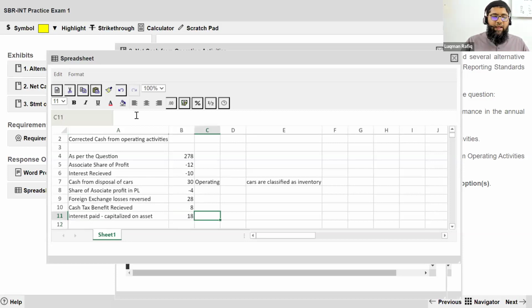Now, do you understand why we need to add it back? The reason being that you see, it's an investing cash flow. It's not operating cash flow. You paid interest of 25, okay. You deducted this 25 from 278, okay. But the problem is when we analyze this 25, we realize that out of this 25, 18 is paid for the asset, so it should be investing, and 7 is paid for the inventory, so that is operating, that is okay. You add back 18, you have deducted 25, that is not correct.